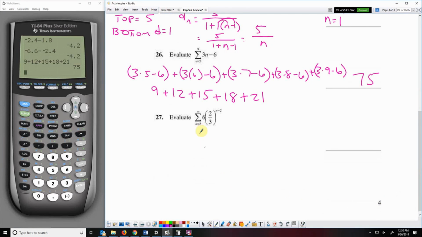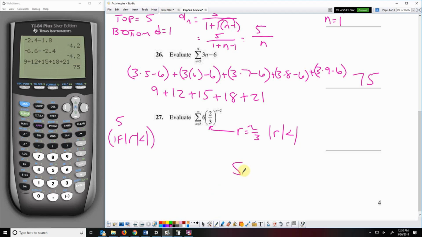And last, terms 3 through infinity for this series. The only way this can be done is using formula 5, if r has an absolute value less than 1. And that right there is r. And the absolute value of r is less than 1. So we can use formula 5.